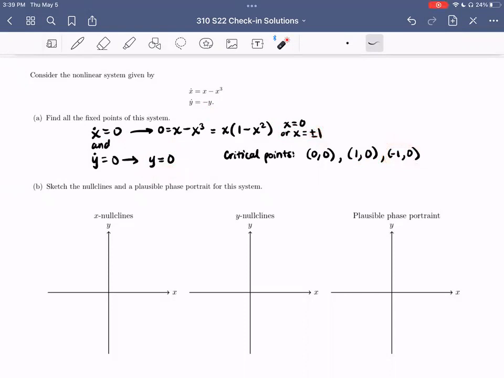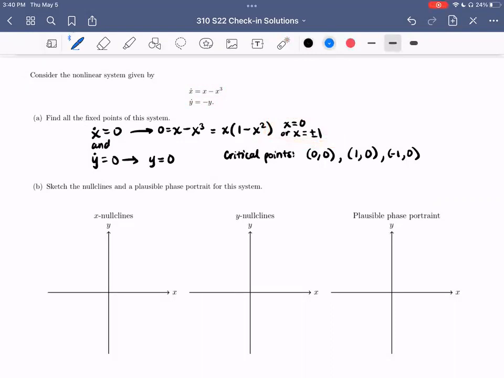That critical point. Now we want to sketch the x nullclines and the y nullclines. The x nullclines are the curves along which just this equation is satisfied. So when I'm not worrying about the other equation, I just want to satisfy this equation and sketch those curves. Well, if I just look at the first equation, these are my results. x is 0, x is negative 1, x is positive 1. y can be anything. So these are vertical lines along the values x equals 0 and plus or minus 1.